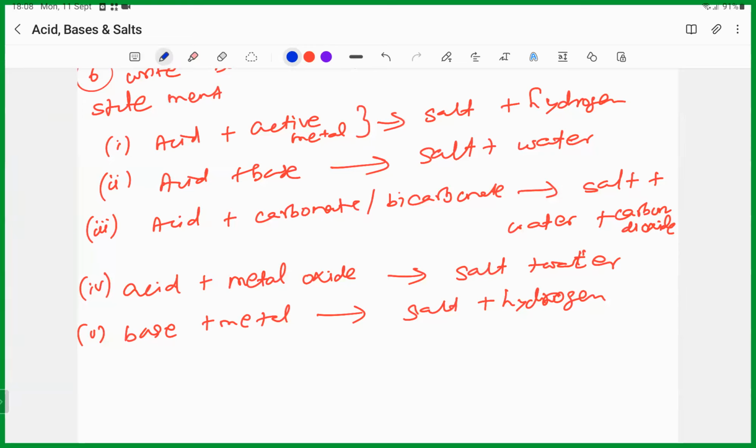Hydrochloric acid plus sodium hydroxide. Acid plus base is equal to salt plus water. HCl plus NaOH gives NaCl plus H2O. Is the balancing correct? Okay.